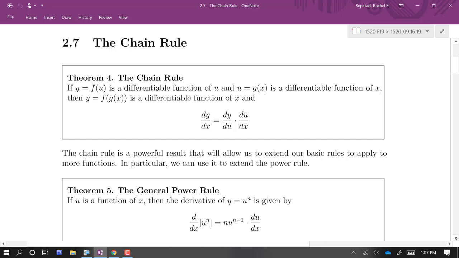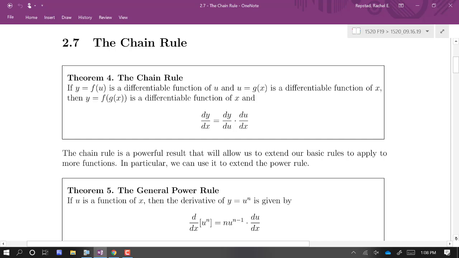Then I could take their composition. Y is f of g of x. So g of x returns u values, and u values I can plug into f, right? So this makes sense that this could be a function. And it just says if I want dy dx, y is a function of u, so normally I would define dy du. But if I want to find dy dx, I could simply take dy du and multiply it by du dx. U is a function of x, so I can multiply that.